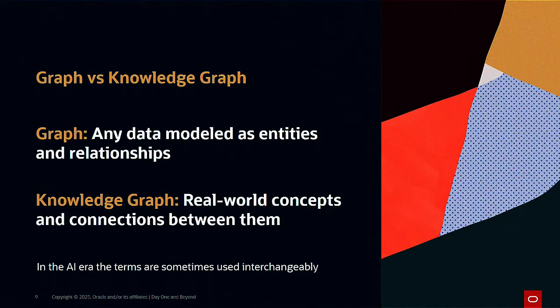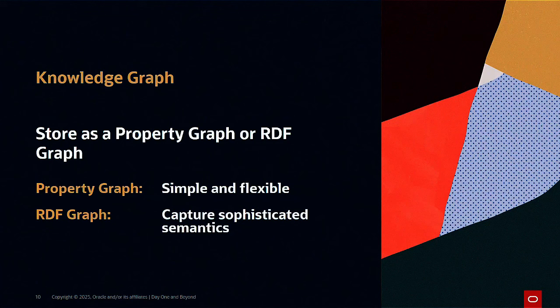When it comes to a knowledge graph, it can be either stored as a property graph or an RDF graph. I won't go into the distinctions between these models. I'll just say that the property graph is considered the simple and flexible model, and RDF graph is more sophisticated in terms of capturing semantics about how data is connected. I just want to say that the Oracle database supports both models, both the property graph model and the RDF graph model.